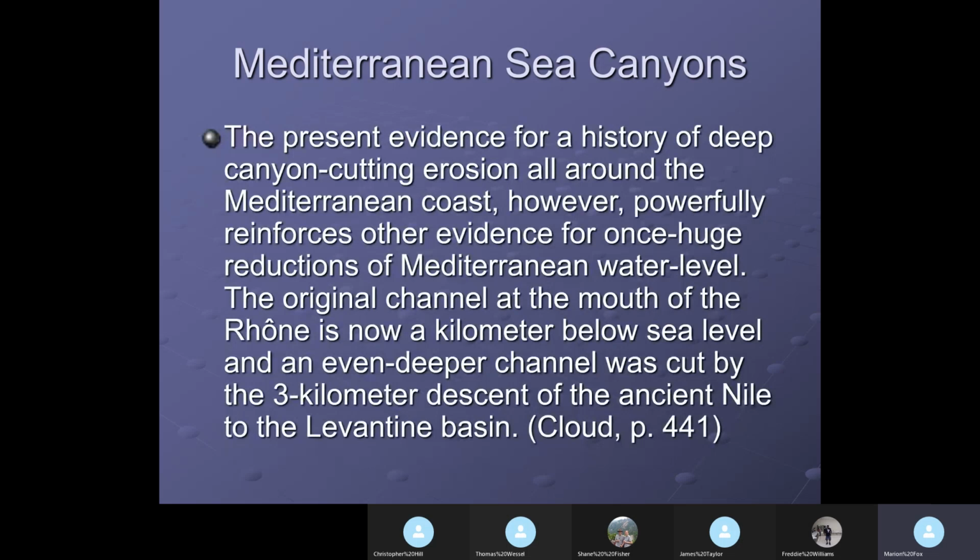Present evidence for the history. This is cloud. This is the Mediterranean Sea, canyons in the Mediterranean Sea. The evidence for a history of deep canyon cutting erosion all around the Mediterranean coast, however, powerfully reinforces other evidence for once huge reductions of Mediterranean water level.